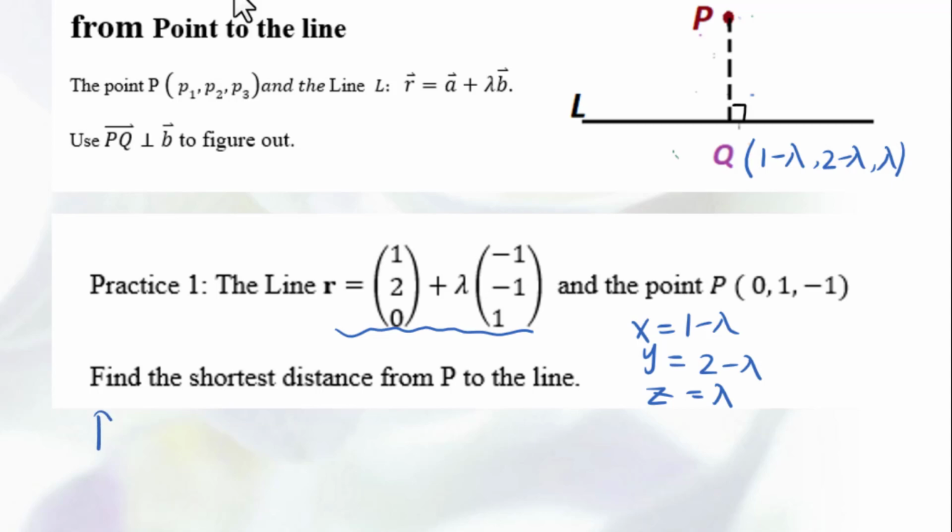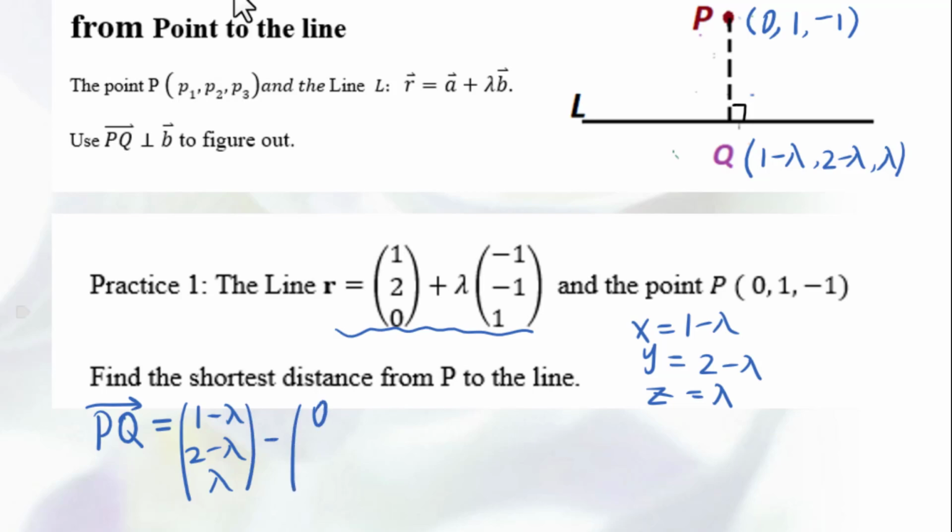For PQ, the coordinate of P is (0, 1, -1). So vector PQ equals (1 minus lambda, 2 minus lambda, lambda) minus (0, 1, -1), which is (1 minus lambda, 1 minus lambda, lambda plus 1).